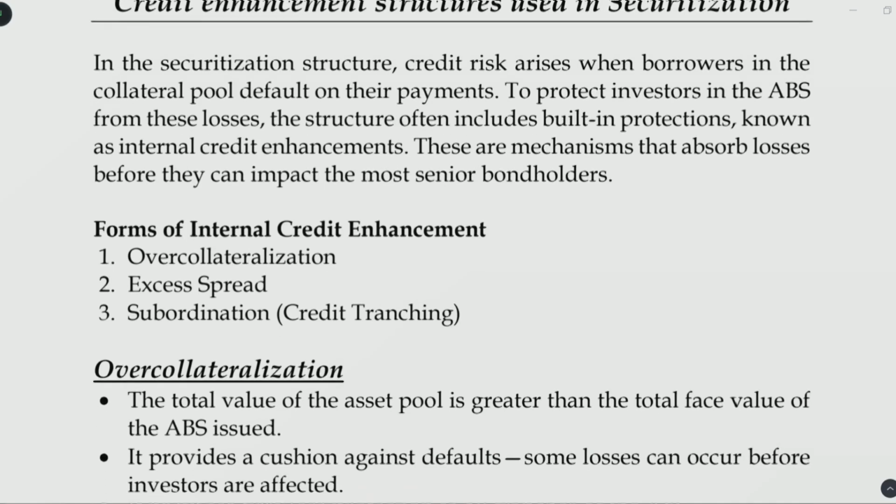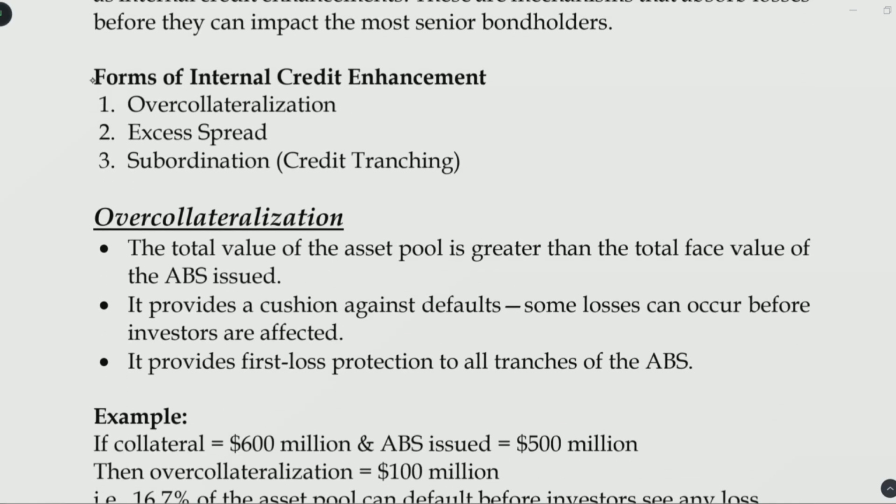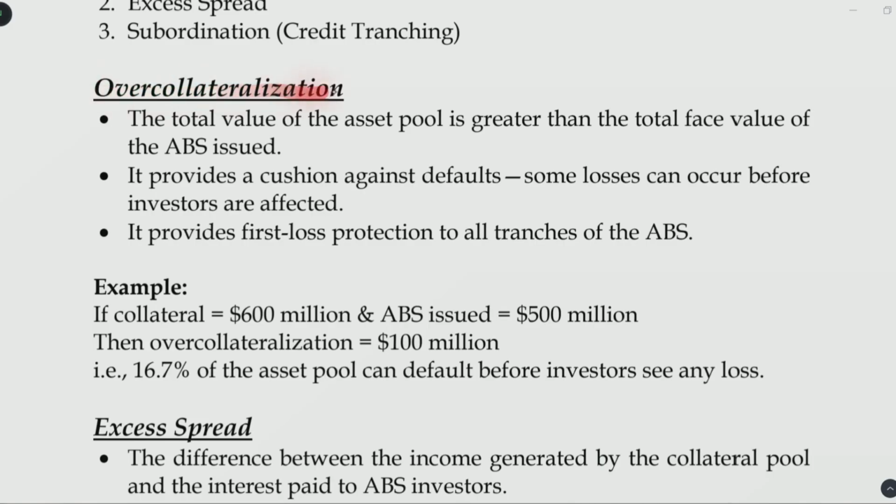So which different forms of protection can be given? The forms of internal credit enhancement: number 1 is over collateralization, number 2 is excess spread, and number 3 is subordination or credit tranching. Let us first talk about over collateralization. The total value of the asset pool is greater than the total face value of the ABS issued. It provides a cushion against default. Some losses can occur before investors are affected. It provides first loss protection to all tranches of the ABS.